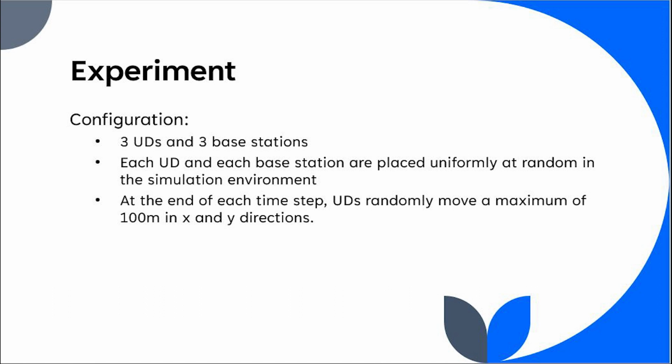For our experiment, we configured a network setting of 3 UDs and 3 base stations to test our proposed approaches and algorithms. At the beginning of each train step, each UD and each base station are placed uniformly at random in the simulation environment, which is a 1000 meters by 1000 meters area. At the end of each time step, UDs randomly move a maximum of 100 meters in X and Y directions, in which X and Y represent the longitudinal and latitudinal directions.